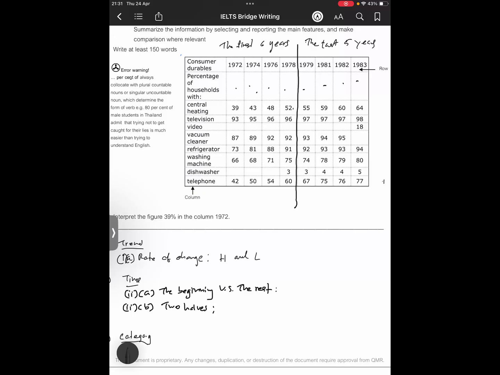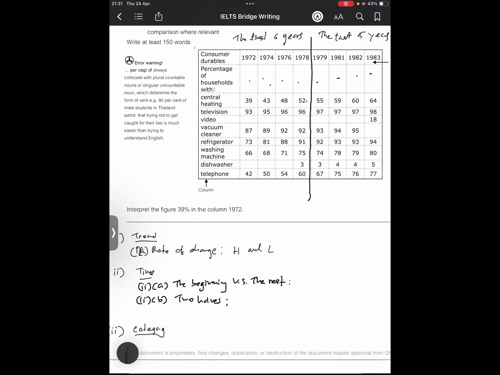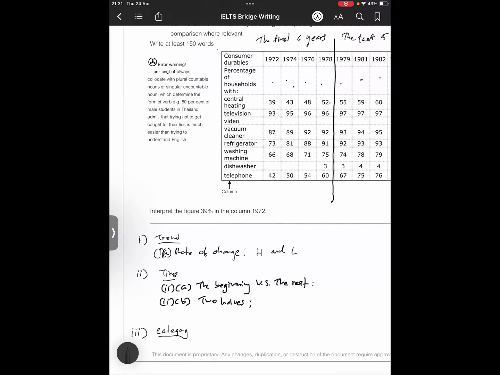Telephone and I think refrigerator, right? They have the same rate of increase. It's a difference by 18, correct? Right.